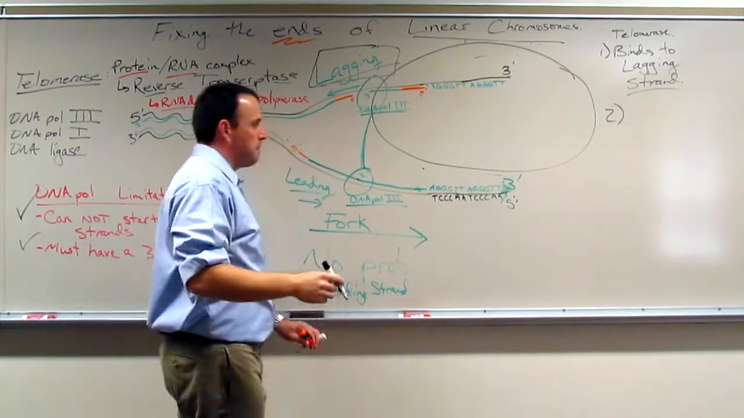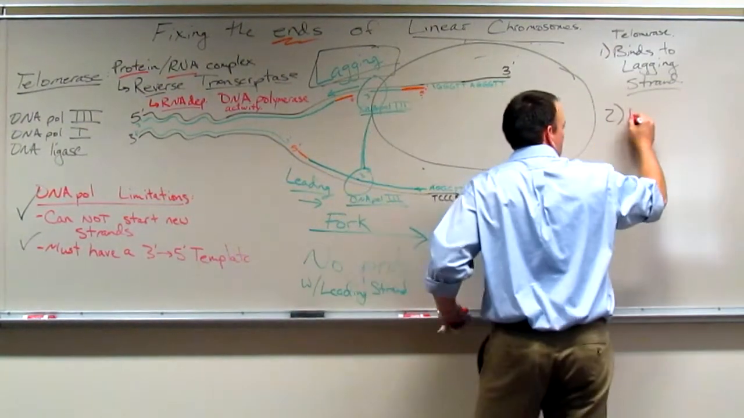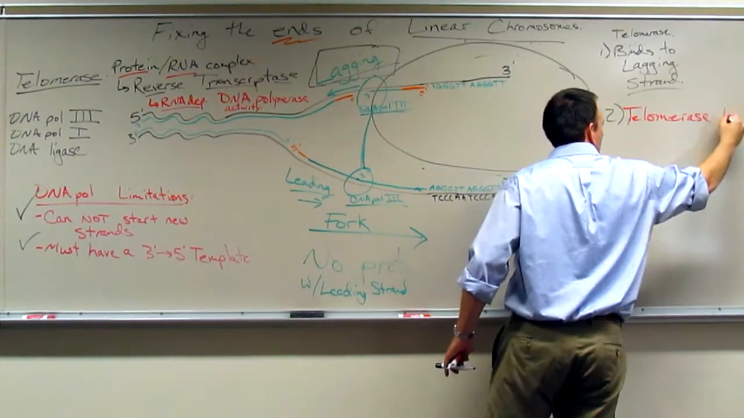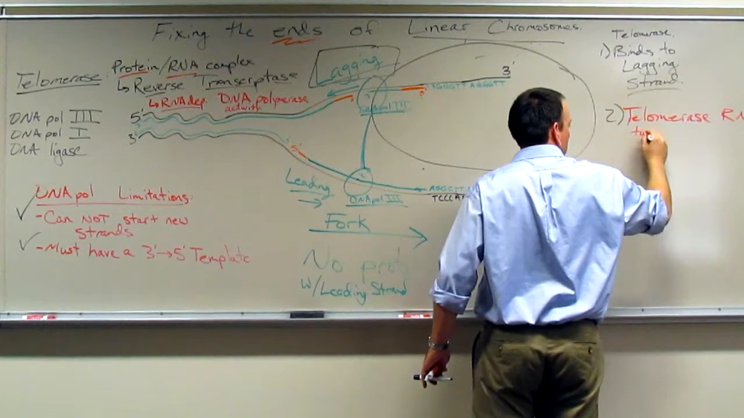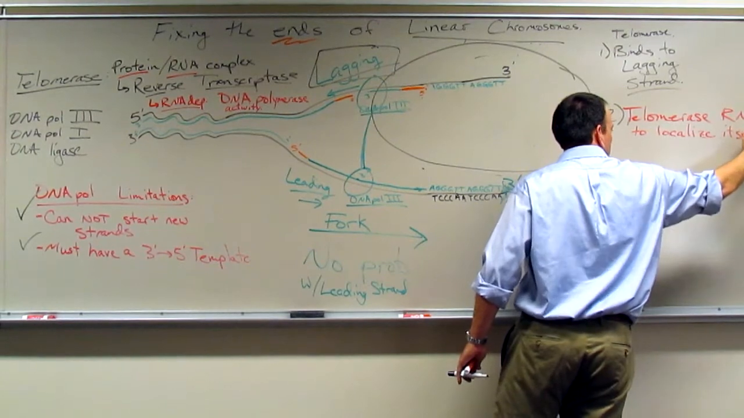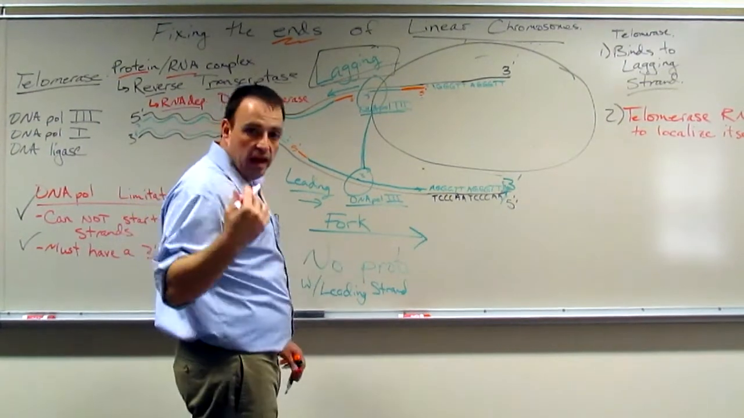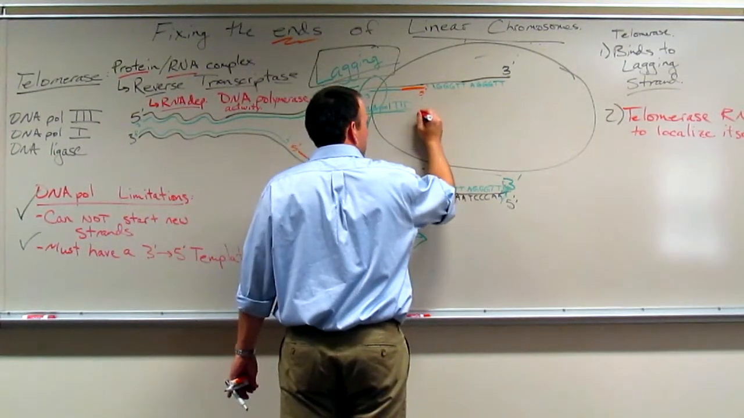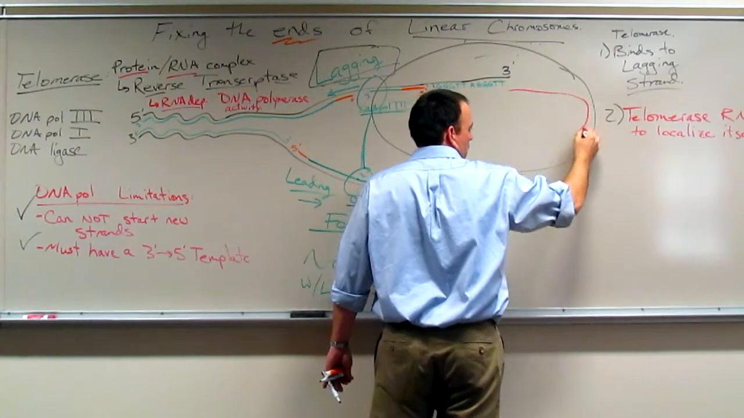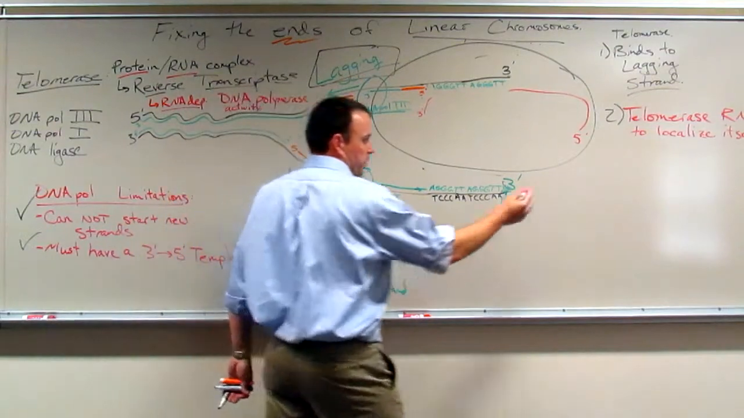Second, you might wonder how it binds to the lagging strand, how it knows where to go. It uses the telomerase RNA to localize itself. What does that mean? Well, that means that in telomerase, there is a 3' to 5' telomerase RNA. And telomerase RNA is about 500 base pairs long.